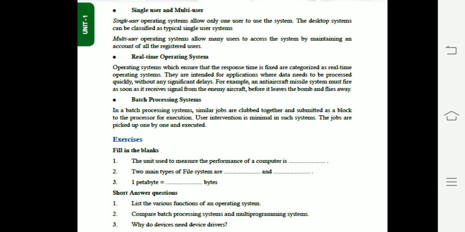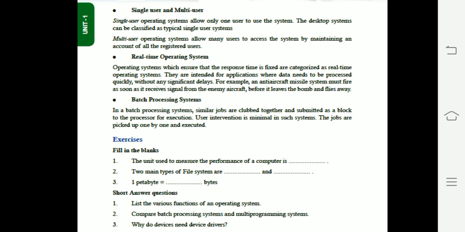Means only one user can use it. The software cannot be shared by others. And in multi-user operating systems, the system can be used by multiple users. They can access the programs by connecting one computer with another so that multiple users can access them.